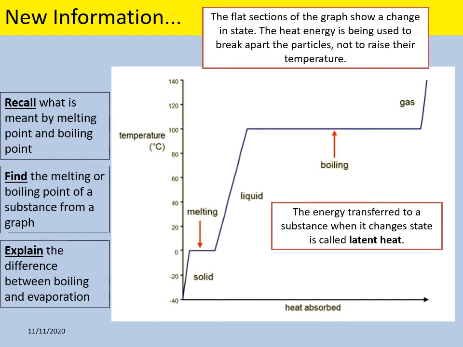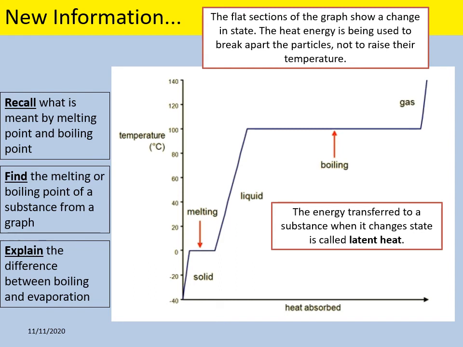To start with, the temperature increases until 0 degrees and we have a flat section on the graph. The reason for this flat section is that the heat energy that's being supplied is now being used to break the forces that are holding the particles together in the solid, not to raise their temperature. Once the substance is melted, the temperature does start to rise again, and you can see it rises until 100 degrees, where the graph turns flat again.